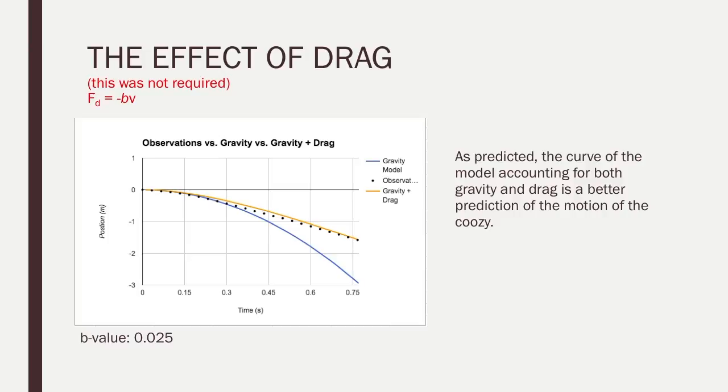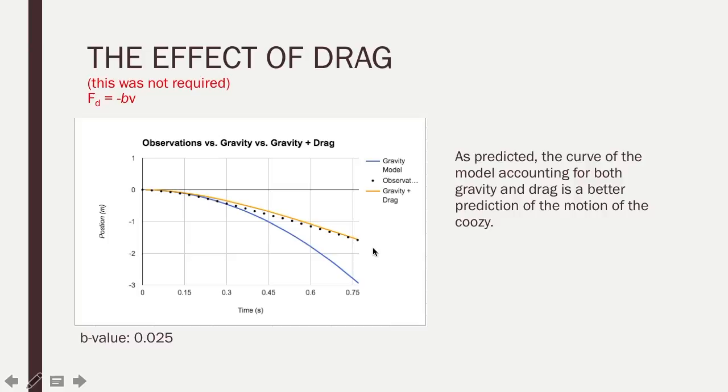In this, I had to change the b-value. I changed the b-value to 0.025 so that the last observed position value and the last calculated position value were close. And as you can see, the disparity is quite less because of that.